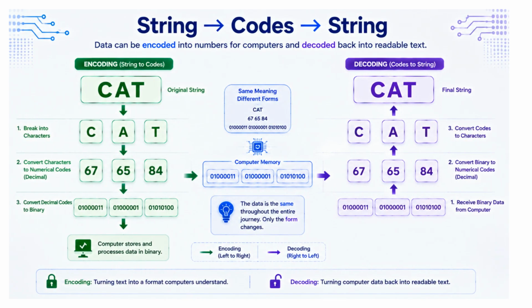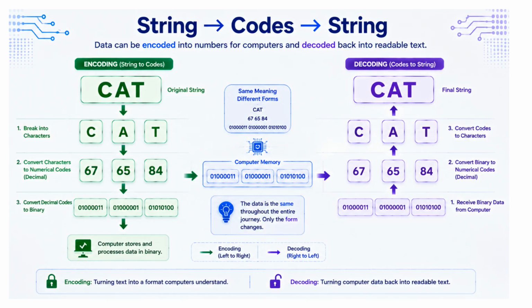Now let's look at the complete journey of a string. We start with the word cat. First, during encoding, the string is separated into individual characters, C, A, and T. Each character is converted into its decimal code. C becomes 67, A becomes 65, and T becomes 84. These numbers can then be represented in binary, which the computer can store and process.